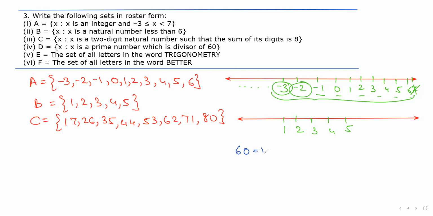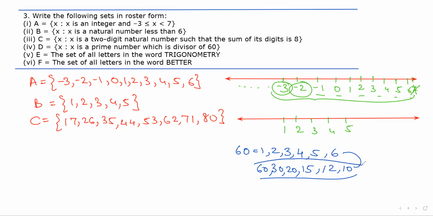The factors of 60 would be 1, it is divisible by 2, 3, 4, 5. Let's say 1 into 60 is 60. 2 into 30. 3 into 20. 4 into 15. 5 into 12. Then you have 6 into 10. What else? Do you have any other factors? 7, 8, 9, 10, 11, and no, because after 6 till 10, you can repeat these values.